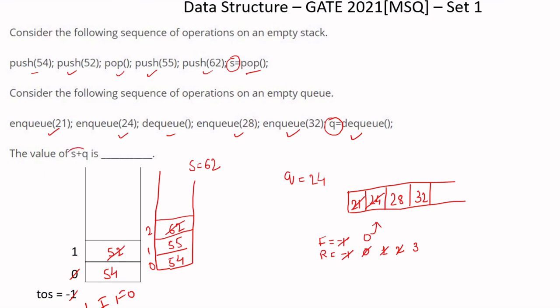Now in this question we have been asked the value of S plus Q. So the addition of S plus Q will result to be 86. So the answer of this question is 86.